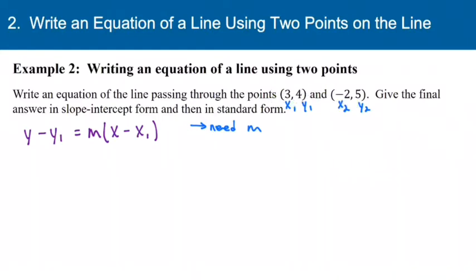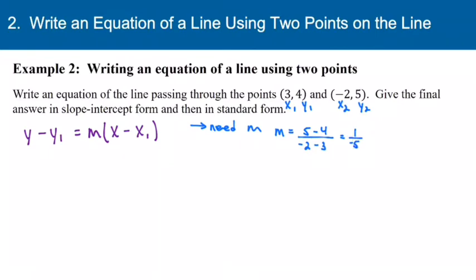The slope formula is basically rise over run. It's the change in the y values divided by the change in the x values, and we find the change by subtracting. So the slope here is going to be difference in the y's, 5 minus 4, over difference in the x's, negative 2 minus 3. So in the top, 5 minus 4 gives us 1, and in the bottom, negative 2 minus 3 gives us negative 5. So here we have 1 over negative 5.